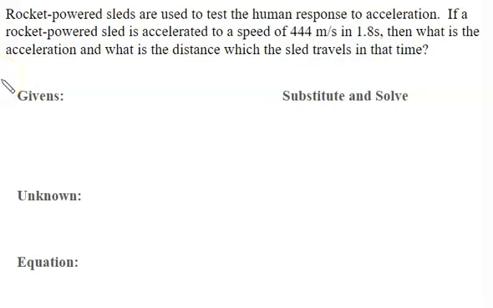Rocket-powered sleds are used to test the human response to acceleration. If a rocket-powered sled is accelerated to a speed of 444 meters per second in 1.8 seconds, then what is the acceleration, and what is the distance in which the sled travels in that time? Now there's actually two questions here, right? But I'm going to start the same way.